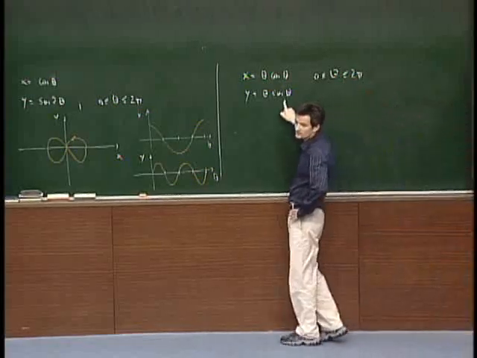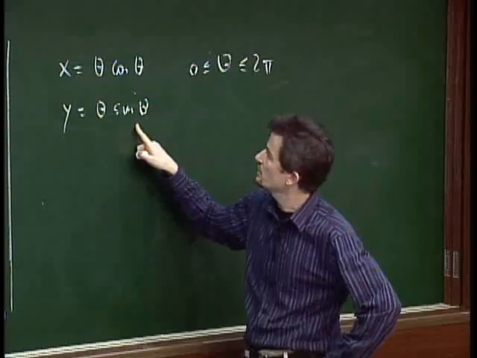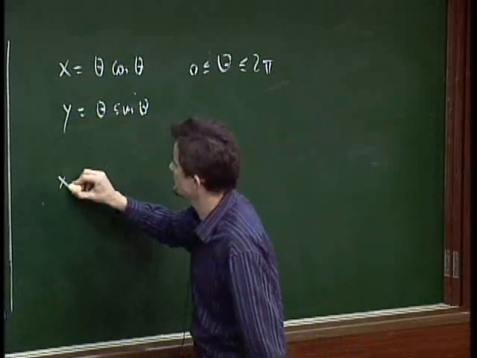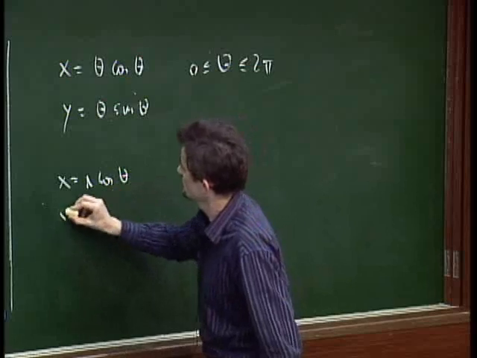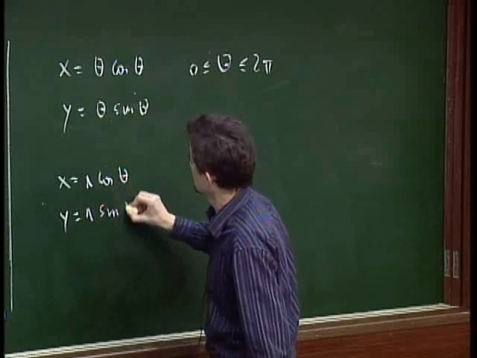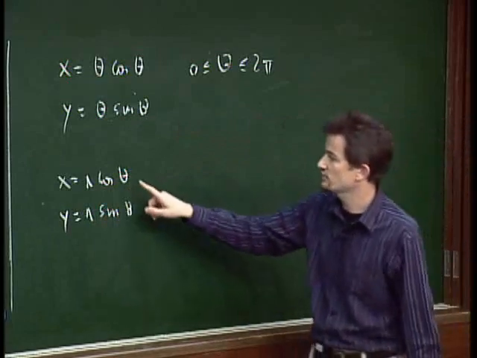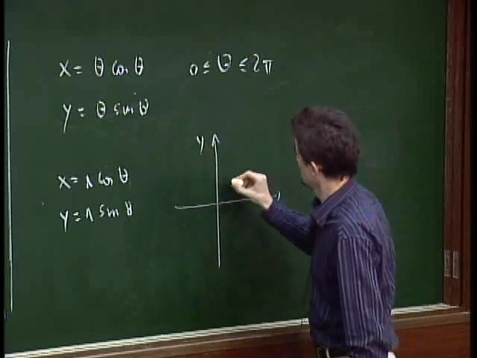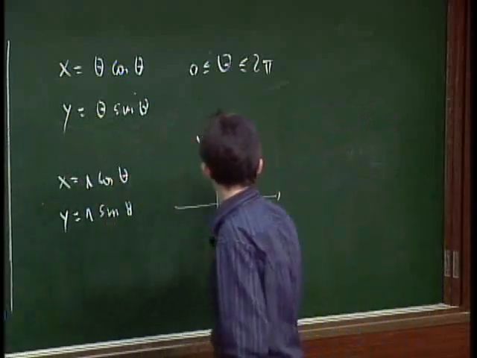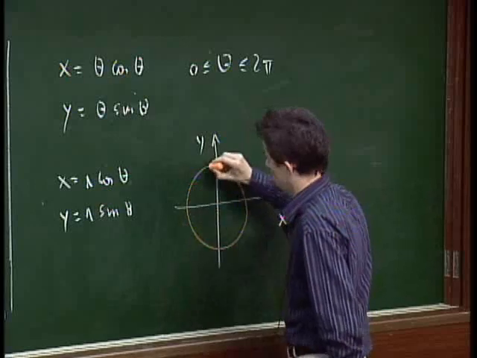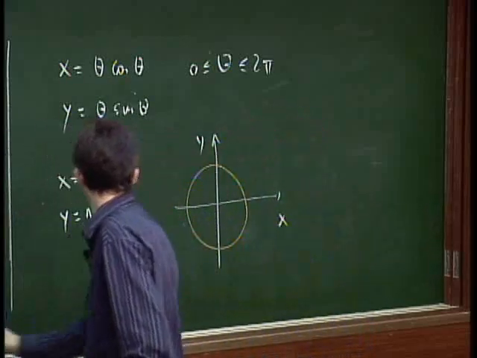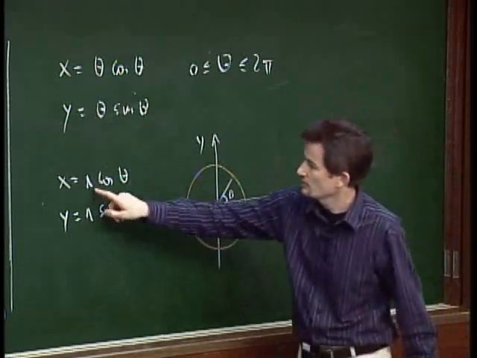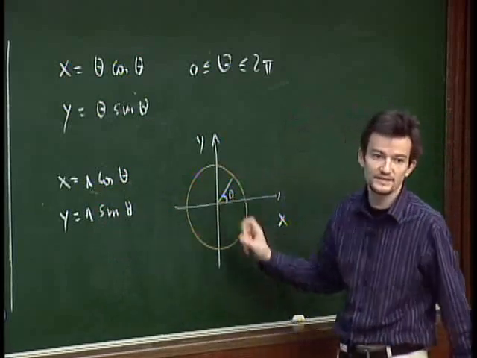You see already here that the theta you can interpret as an angle, because x squared plus y squared is equal to theta squared. So normally, if you look at something like this here, it tells you, because it's a circle, that the theta here is the angle which you see here. So this is the theta, and what you see here in front can be interpreted as the radius.